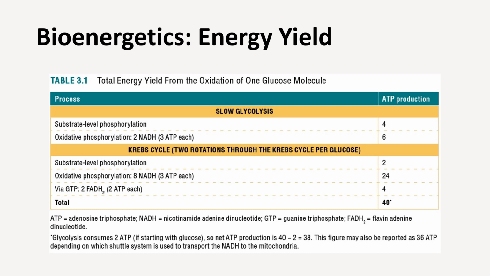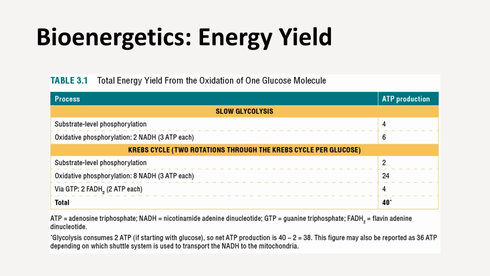In the presence of oxygen, the 2 molecules of pyruvate produced in glycolysis enter the mitochondria, and each pyruvate is converted into acetyl-CoA through decarboxylation, releasing carbon dioxide as a byproduct. Acetyl-CoA then enters the citric acid cycle, or Krebs cycle, which occurs in the mitochondrial matrix. For each molecule of glucose, 2 molecules of acetyl-CoA enter the citric acid cycle.